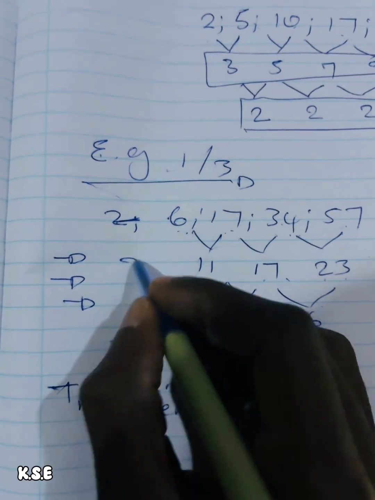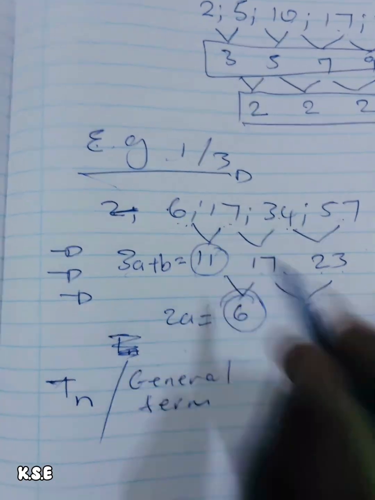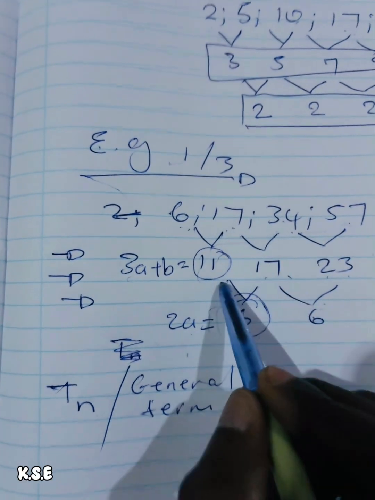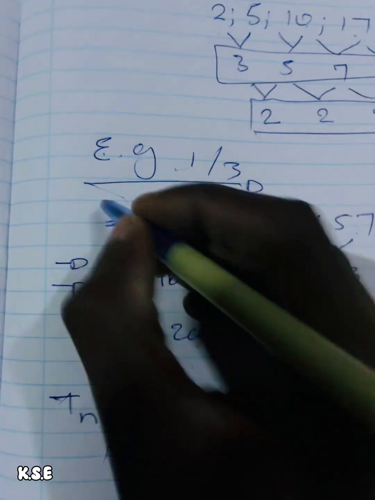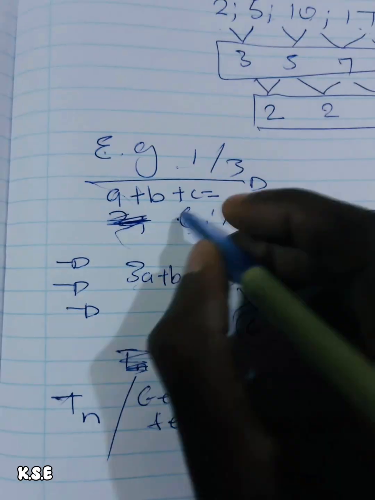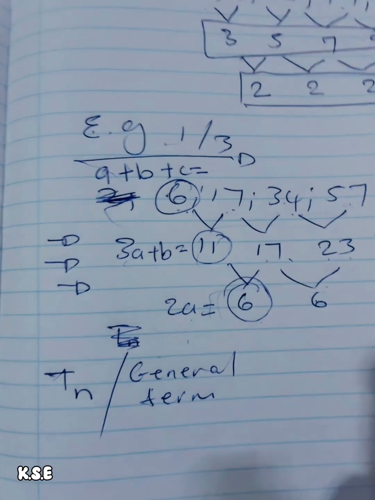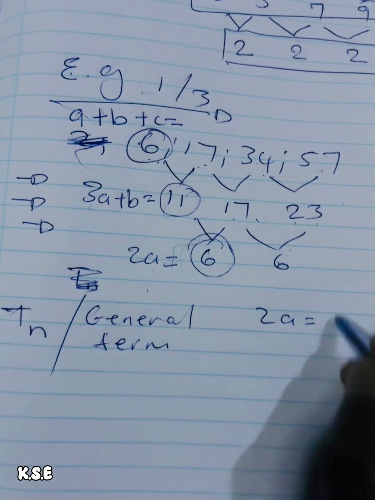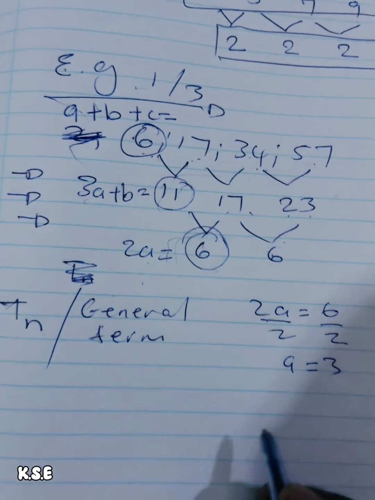Then we come back to this one. We're going to say 3a plus b is equal to the first number on the first difference. Then a plus b plus c is equal to the first term. Then we continue: 2a equals 6, divide by 2 on both sides, so a is equal to 3.